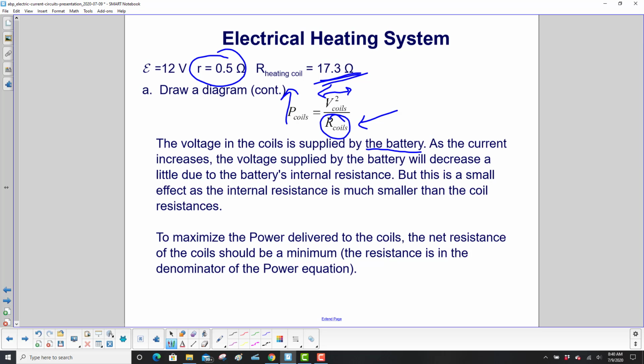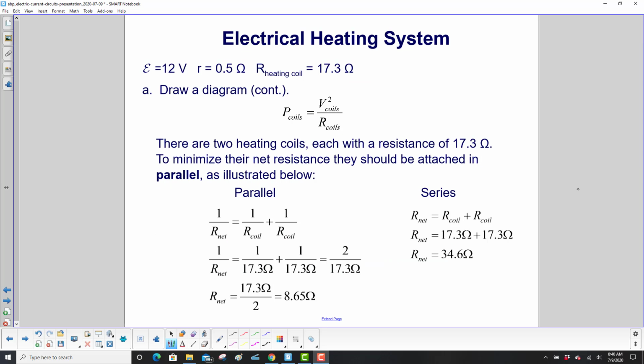We have 2 heating coils that we can use. Each one has a resistance of 17.3 ohms. We want to minimize their net resistance. That means they should be attached in parallel, so let's prove that. So if we put the 2 coils in parallel, we use this equation, and we get 1 over 17.3 plus 1 over 17.3, add them, flip them, and we get a net resistance of 8.65.